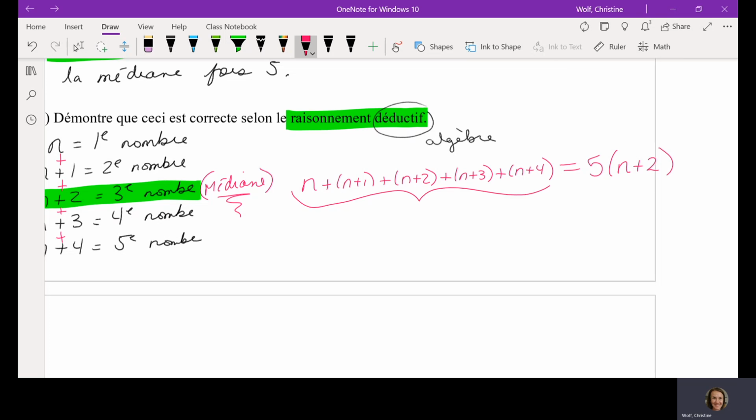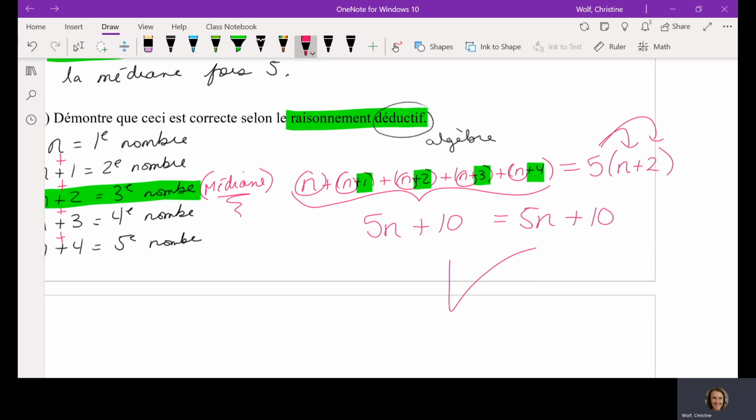So, j'allais simplifier le côté ici. Quand je simplifie, j'ai n. Well, j'ai 5n en total. And then j'ai 1 plus 2 plus 3 plus 4. So, à la gauche, 1 plus 2 plus 3 plus 4 est vraiment 10. So, le côté gauche simplifie à 5n plus 10. Et then le côté droit, si je distribue ça dans la parenthèse, je reçois 5n plus 10. Et voilà, j'ai reçu que le côté gauche égale le côté droit. My equation balanced. So it's true, it works.